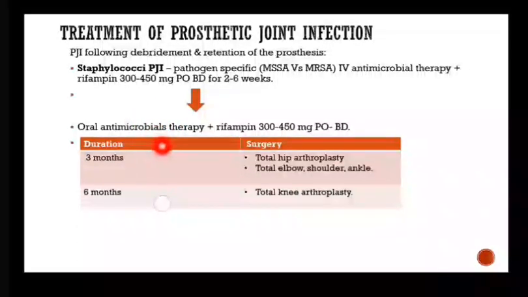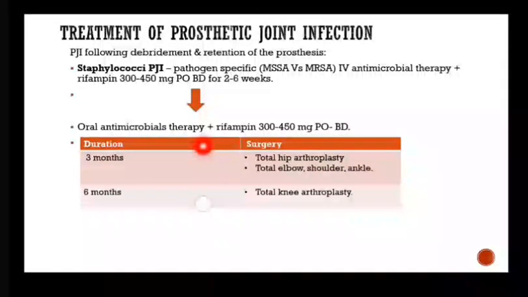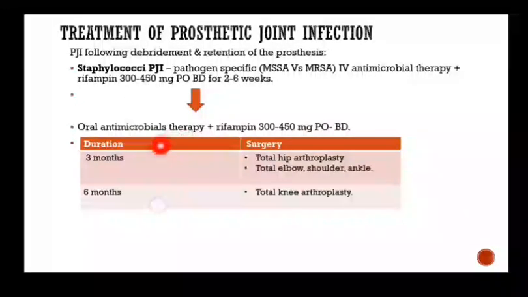Then the durations of this therapy: 3 months duration for total hip arthroplasty, elbow arthroplasty, shoulder and ankle arthroplasty, and 6 months duration for total knee arthroplasty.